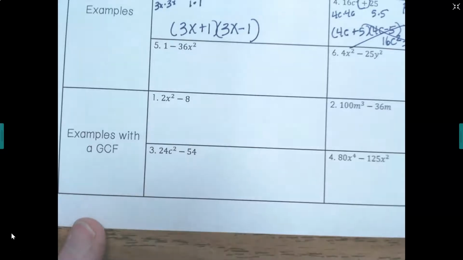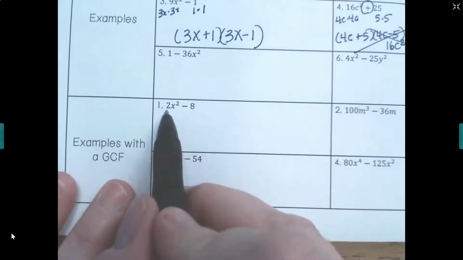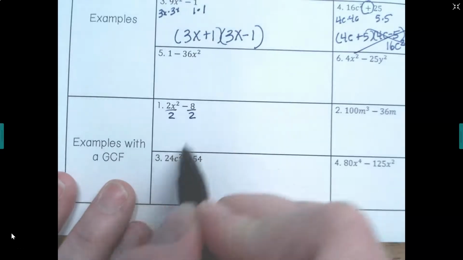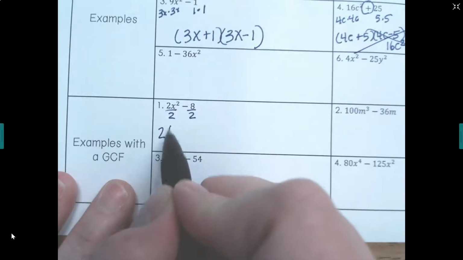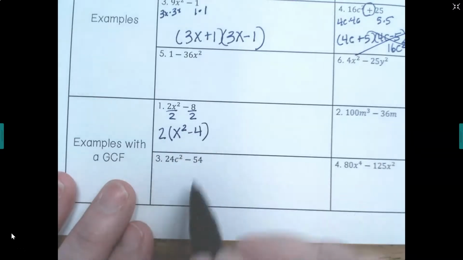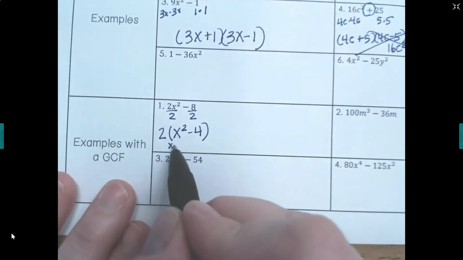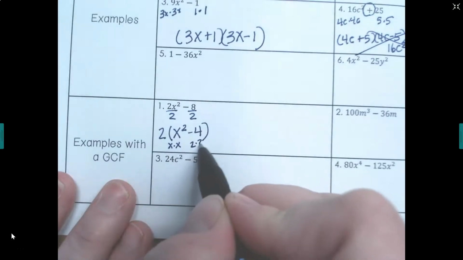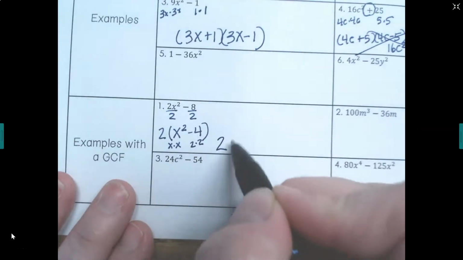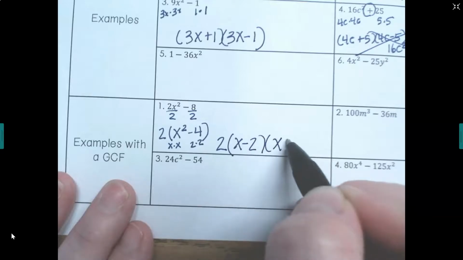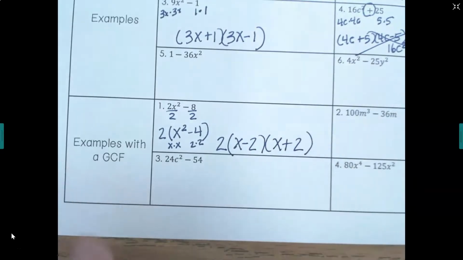Okay, so let's look at some problems with GCF. You should always be checking to see if there's something in common before you begin the problem. So when I look here, we got 2 and 8, and I know they both share a 2, which if I take that out, I'm left with x squared minus 4. So x squared you get from x times x. 4 is 2 times 2. Be sure to keep your GCF, and then we have x minus 2, x plus 2.